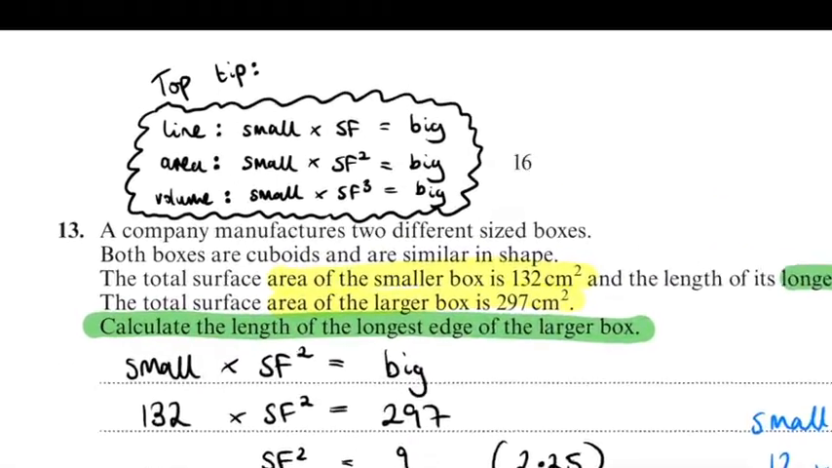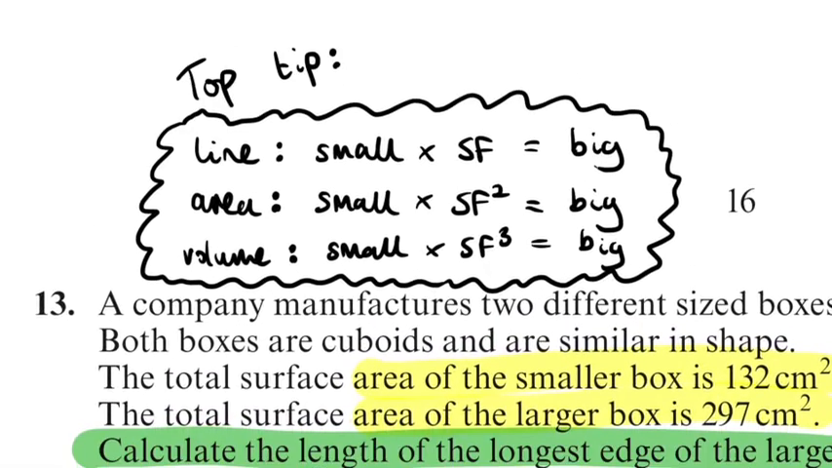Okay then, you can see I've started here with my top tip. Whenever you're talking about similar areas, similar volumes, similar lines, similar edges, similar shapes in general, you want to think of these rules. When you're working with lines, you're doing the small line times by what we call the scale factor. That means how many times bigger it's going to get, and that will give me the big line. When we're talking areas, small areas times by the scale factor squared will give me the big areas. And for volumes, small volumes times by the scale factor cubed will give me the big volumes.